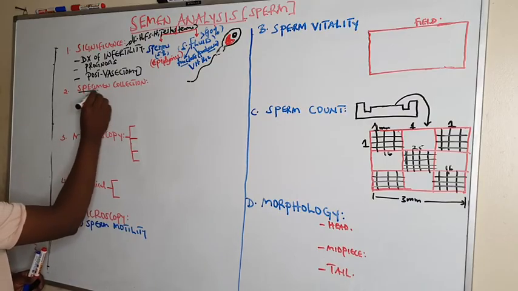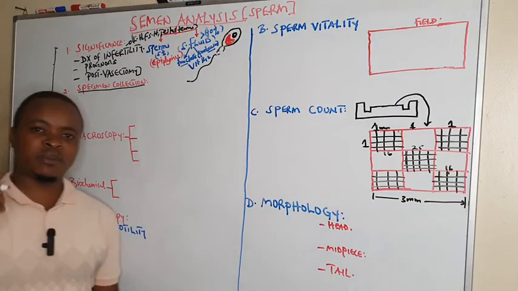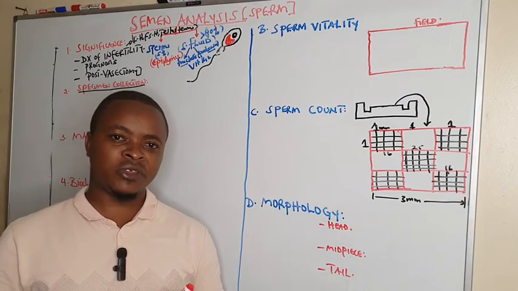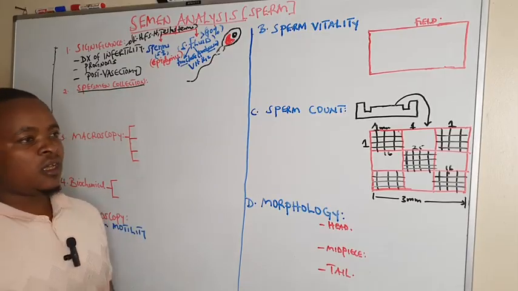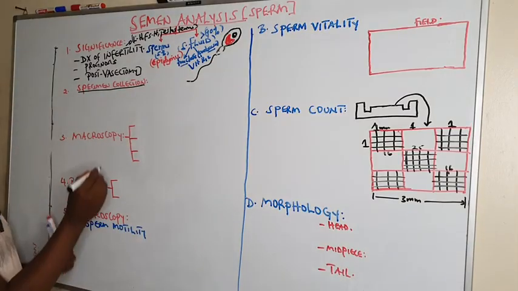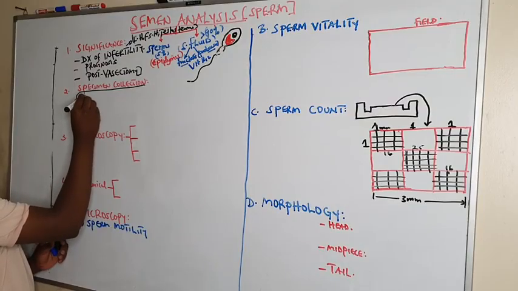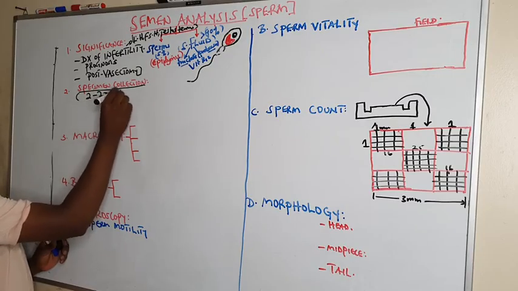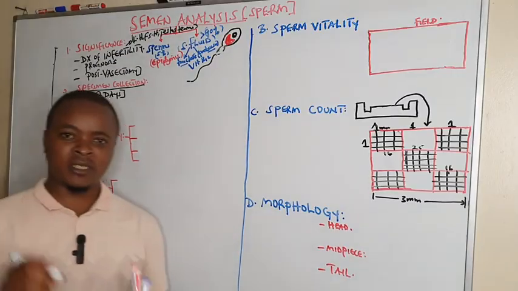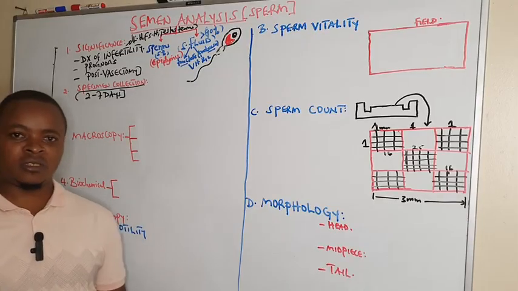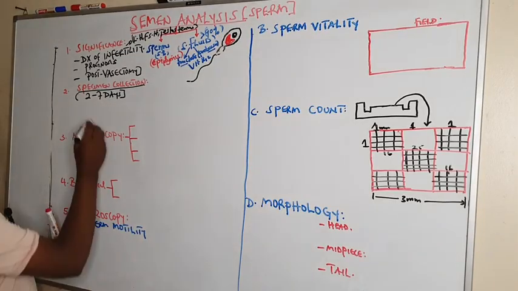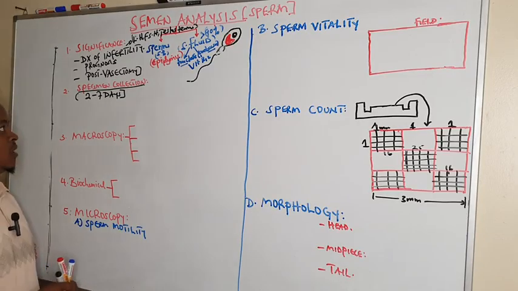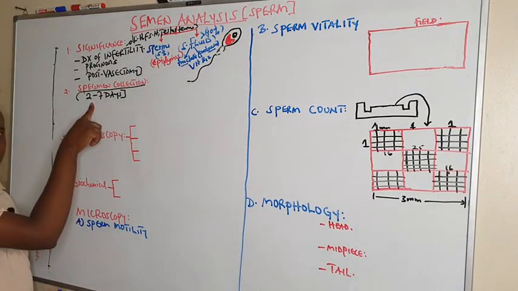So the next thing we're going to look at is how do we collect the specimen from the patient? The patient has come, which instructions do we give and how do we collect? First of all, when the patient comes, you prepare them by making sure they have abstained for 2 to 7 days. So these 2 to 7 days, they must have abstained from sex or from any ejaculation. That is so as to allow the maximum number of sperms in the semen. So the abstinence time is 2 to 7 days.